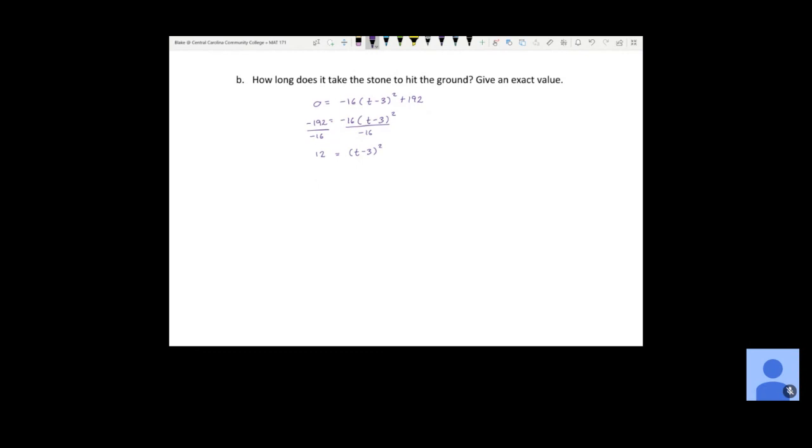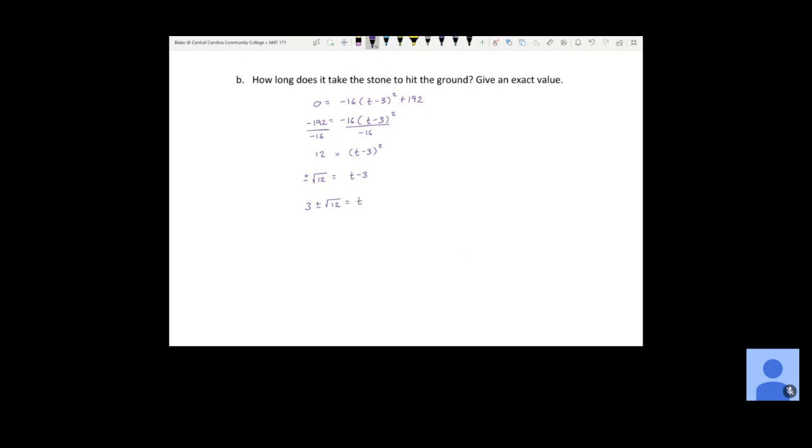Then we can do what? Take the square root. Good. We get square root of 12 equals t minus 3. And when we take that square root, we have to remember what? Plus or minus, right? So technically there's a plus or minus in front of that square root of 12 now. Right, and then we can do what? Okay, we can add the 3. So it's going to give us 3 plus or minus square root of 12 equals t.